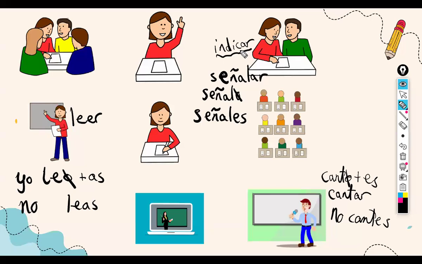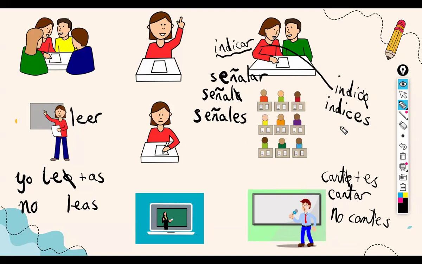The yo form would be, sorry guys, I gave you all a tricky one, indico, which is correct, right? So that led people to take off the O and add ES. The problem is, if I have this word, INDICES, how do I pronounce this using Spanish rules of pronunciation?